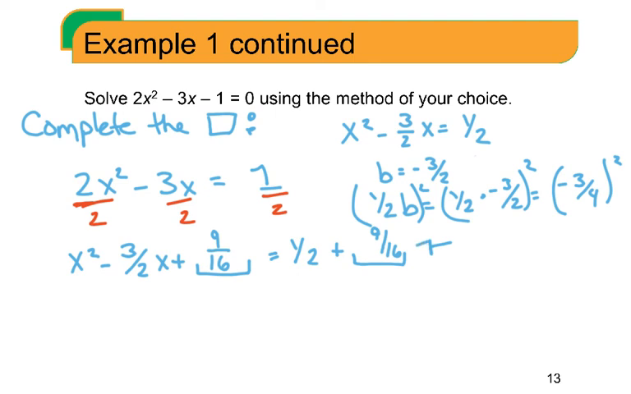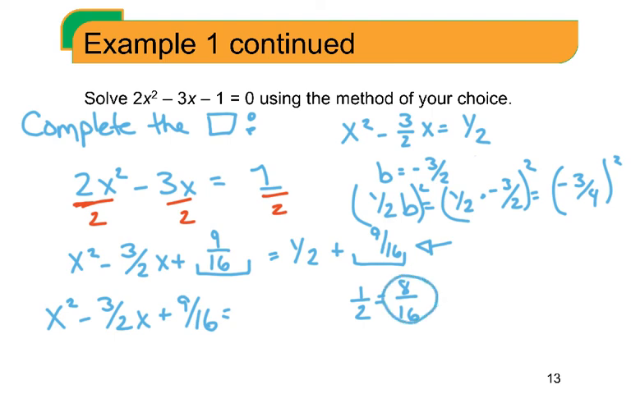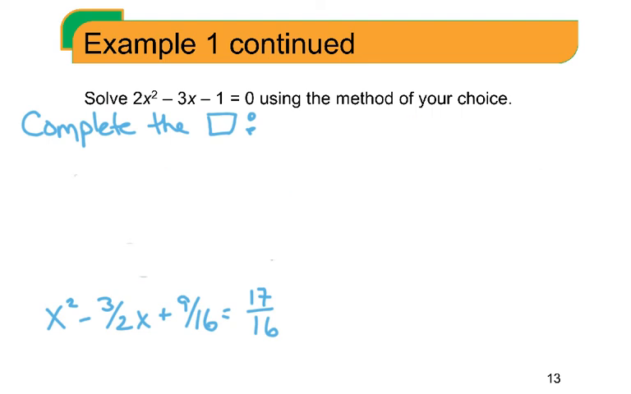So now we have to combine these fractions. 1 half is the same thing as 8 over 16. So I have on the left-hand side this, and on the right-hand side I have 8/16 plus 9/16, which is 17 over 16. Okay, a little more room. What do we do now?